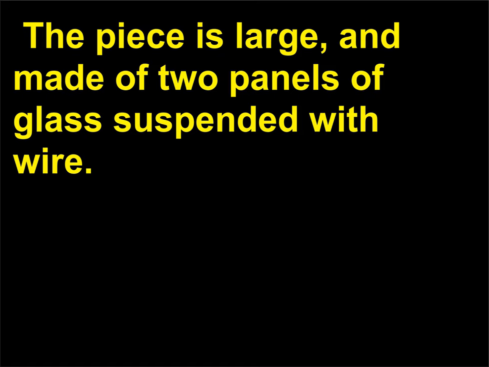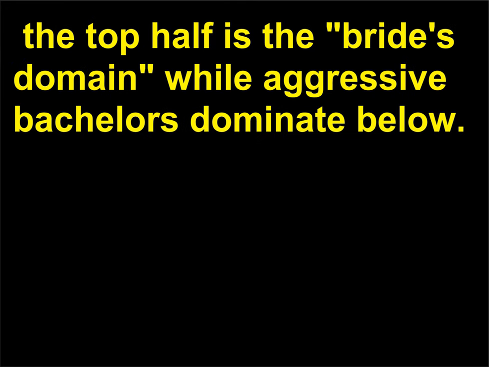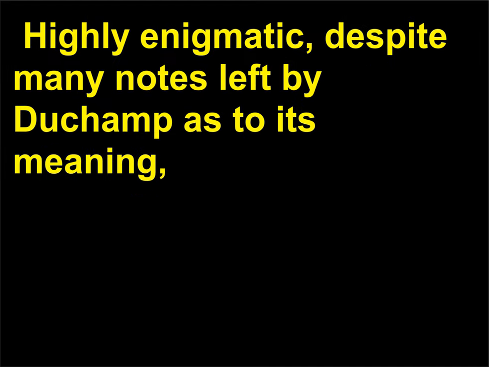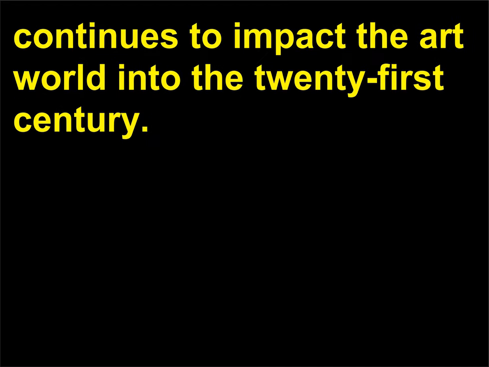The piece is large, and made of two panels of glass suspended with wire. It is divided into two halves. The top half is the bride's domain while aggressive bachelors dominate below. Highly enigmatic, despite many notes left by Duchamp as to its meaning. Some critics believe the work is a commentary on art criticism itself. Duchamp's groundbreaking and complex approach to art continues to impact the art world into the 21st century.